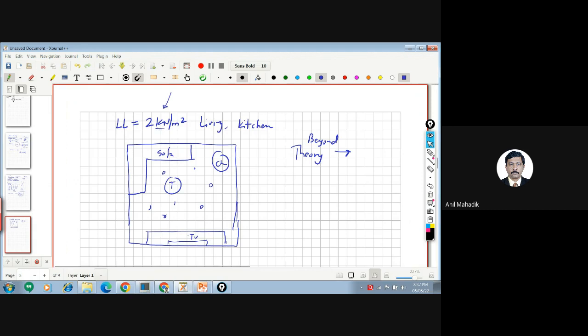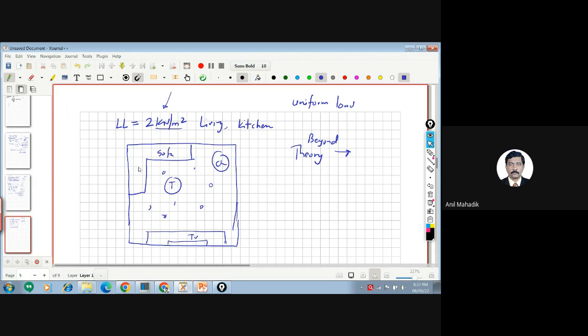So you see that it is 2 kilonewton per square meter. That means uniform load, that means uniformly distributed over the area. 2 kilonewton over 1 square meter. So any 1 square meter you take in this, it is designed for 2 kilonewton.